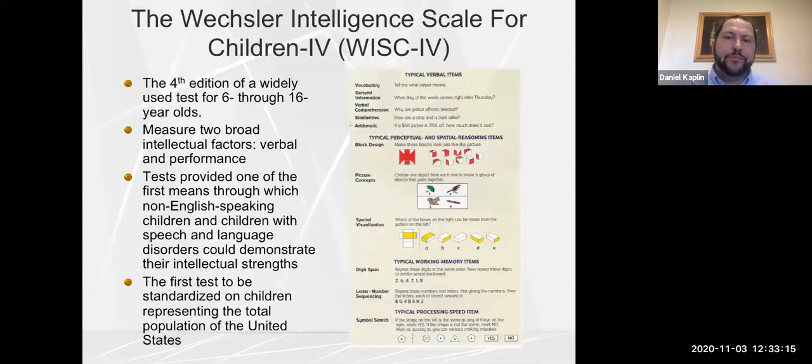All right. So along comes David Wechsler, and then you have your Wechsler test. So the Wechsler test, and forgive me, they've been updated since the slideshow. So we're now in the WISC 5.